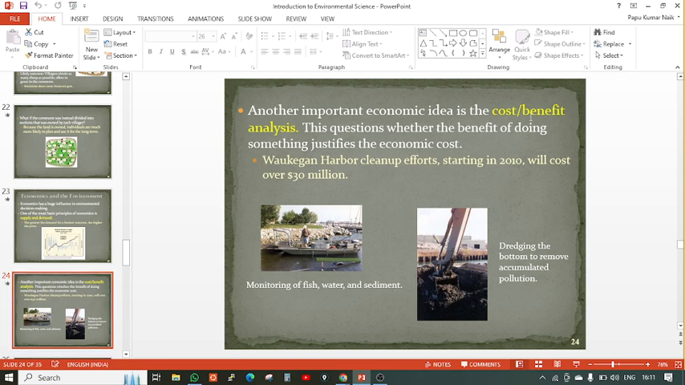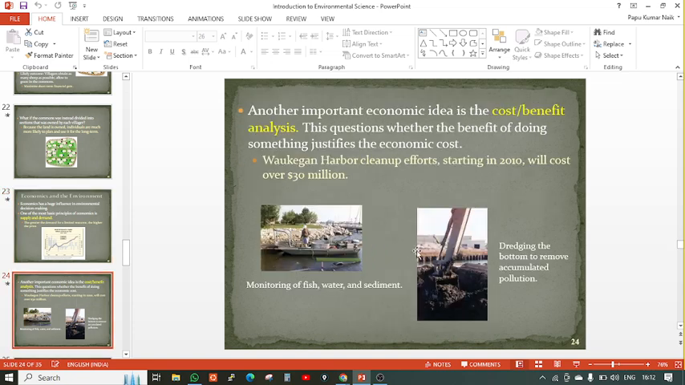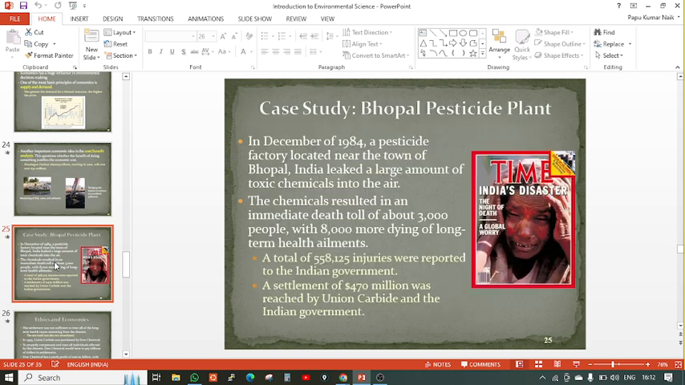Another important economic idea is the cost benefit analysis. These are different, so we cannot go into details. One is called supply and demand. The second is called cost benefit analysis. For example, if you are extracting gold from gold mines, and 10 grams of gold is worth 70,000 rupees, and you spend 80,000 rupees for extracting 10 grams of gold, then there is no value or meaning in extracting gold at that mine, because it is not cost effective. So that kind of thing is also taken into consideration.